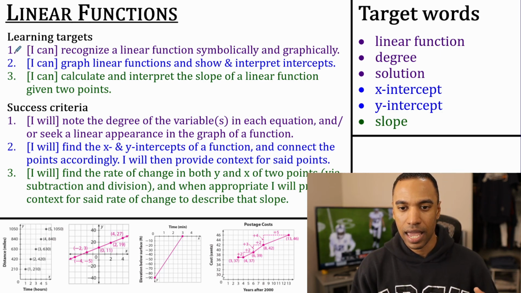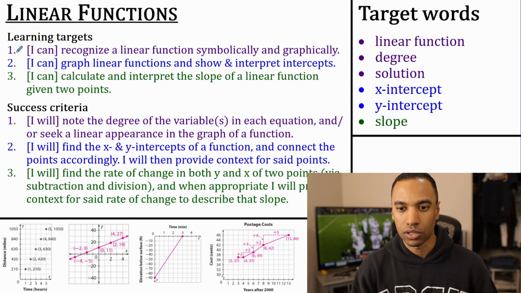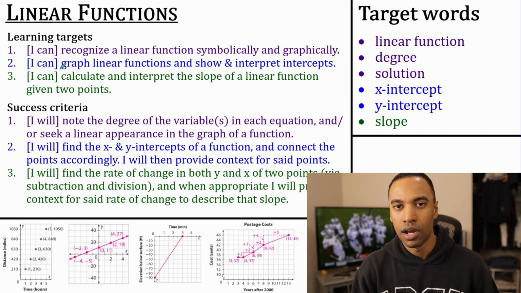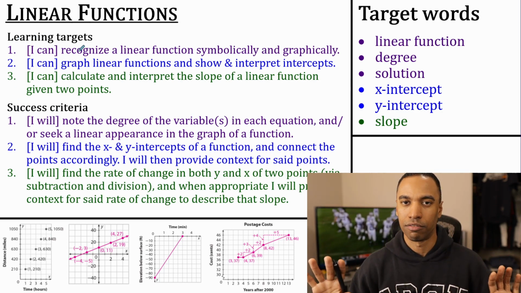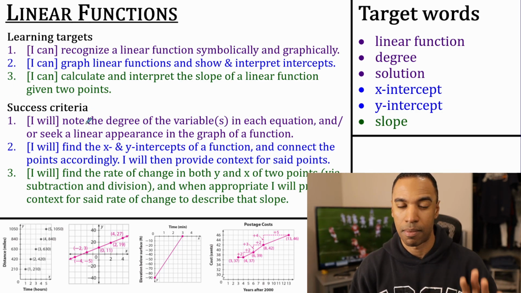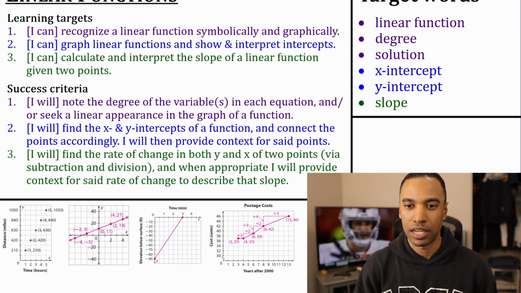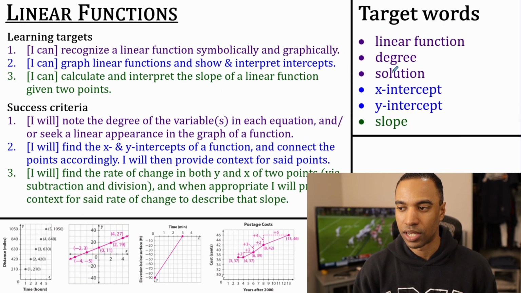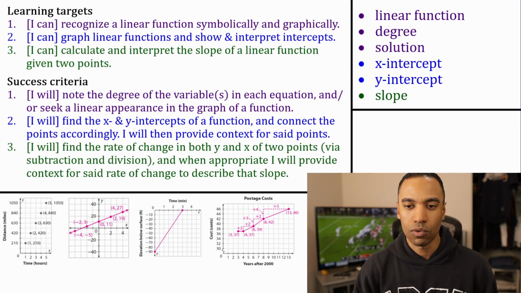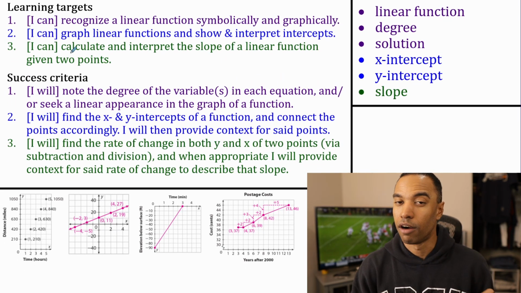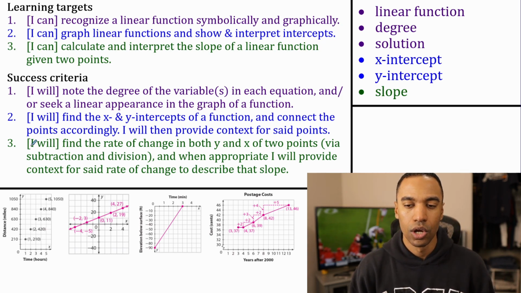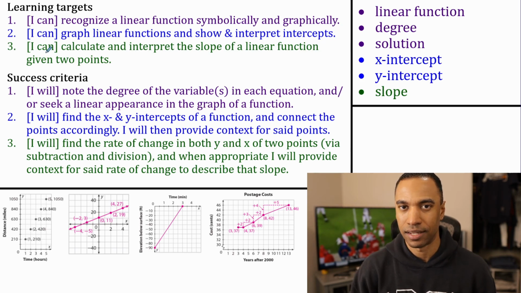I have color-coded and numbered certain learning targets and success criteria, broken down as follows. The number ones in purple, the learning target and success criterion, are both for understanding linear functions. You're going to see these again, so I'm not going to read them out loud right now. By the way, there are target words over here on the right side in purple, blue, and green. The second ones, number 2 in blue, are for using intercepts. The third one, in green, is for interpreting rate of change and slope.